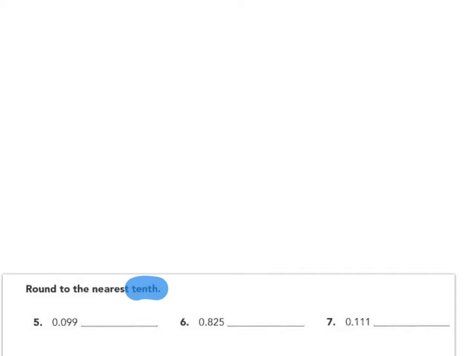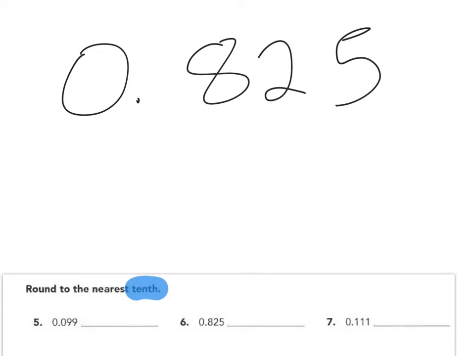At this point in time, I would like you guys to pause the video and solve number 6 down here. Rounding to the nearest tenth, 0.825. Okay, round 0.825 to the nearest tenth. So pause the video now and solve on your own. Once you solve on a separate piece of paper, your iPad, or a whiteboard, you may resume the video to see if you did it right.